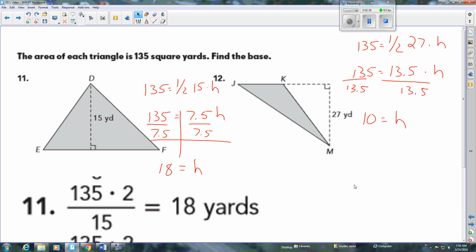Again, guys, I don't care which way you solve these. Whichever way is easier for you, I'm fine with.